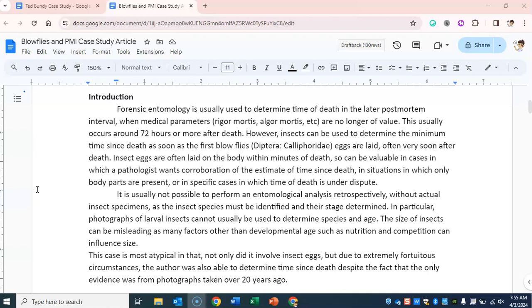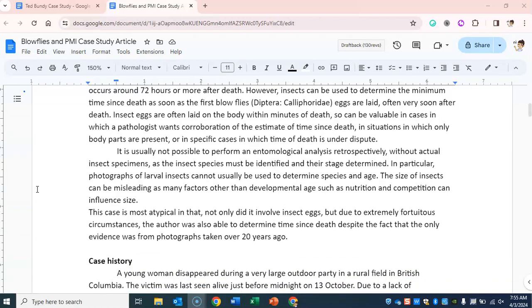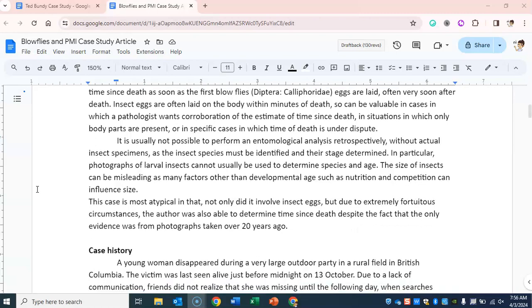In particular, photographs of larval insects cannot usually be used to determine species and age. The size of insects can be misleading, as many factors other than developmental age, such as nutrition and competition, can influence size. This case is most atypical in that not only did it involve insect eggs, but due to extremely fortuitous circumstances, the author was able to determine time since death despite the fact that the only evidence was from photographs taken over 20 years ago.